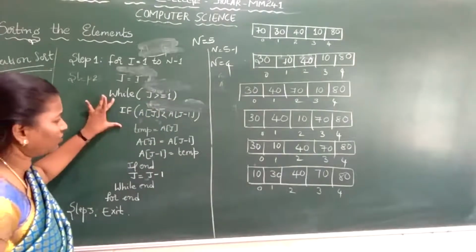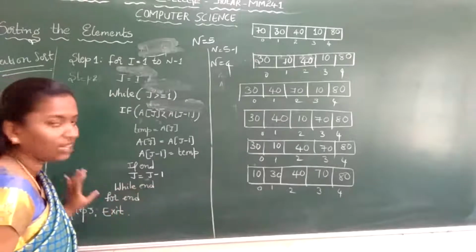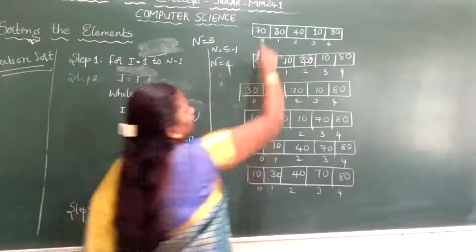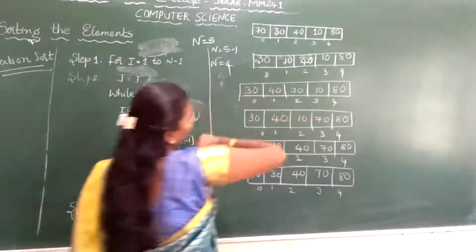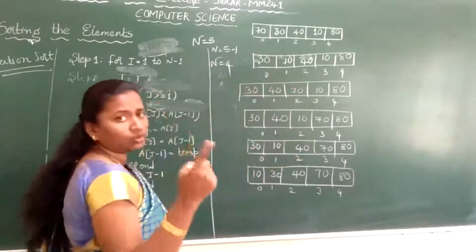Next we have the if statement, then we have the swapping, then j minus 1, and we will enter the while loop as well as the for loop. Now see, we have an array: 70, 30, 40, 10 and 80. Initially the i value is equal to 1.